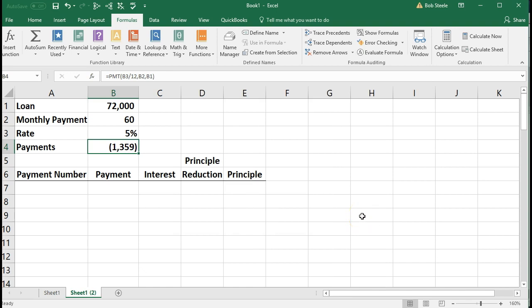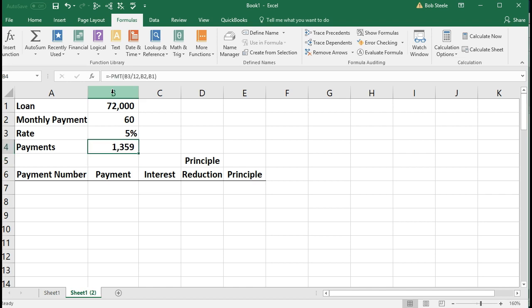I want to see it as a positive number rather than a negative number. It puts a negative because it is a payment. In order to flip the sign, all we need to do is go in front of the P in the formula and put a negative. And that, in essence, will take the whole thing and multiply it times -1, making it positive.